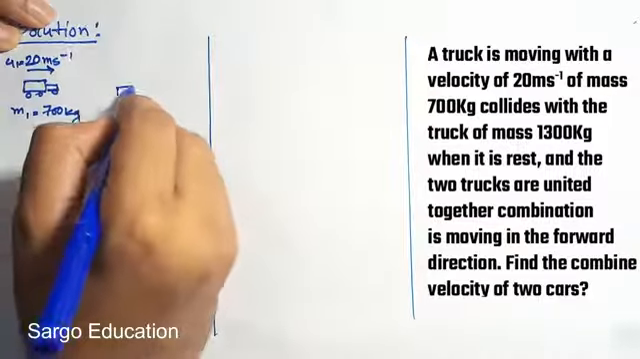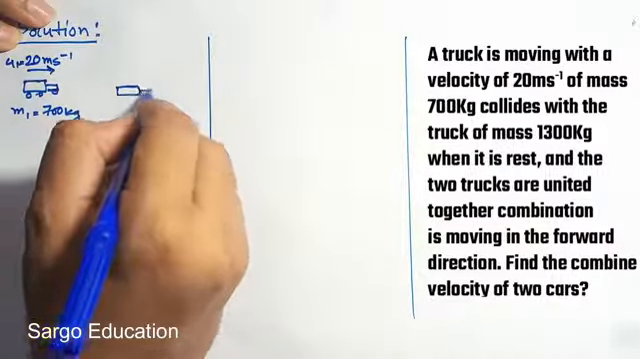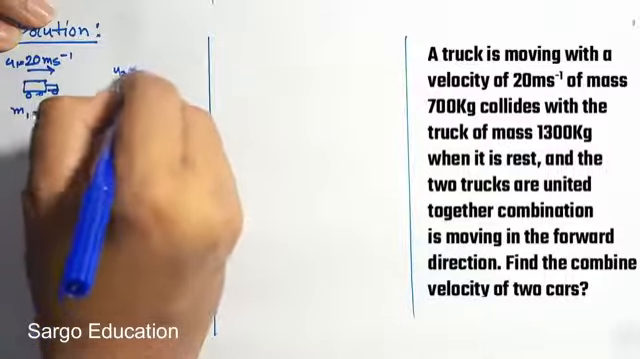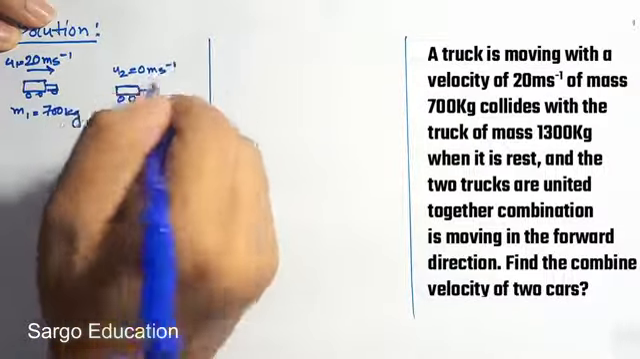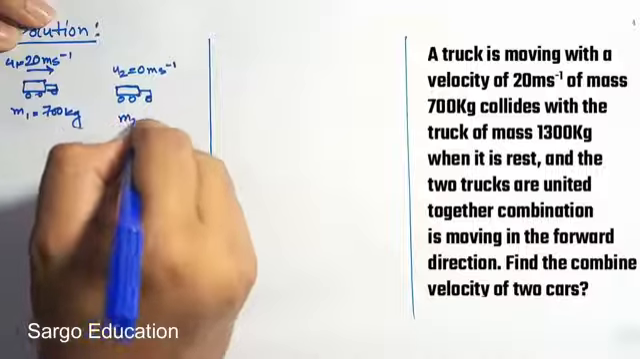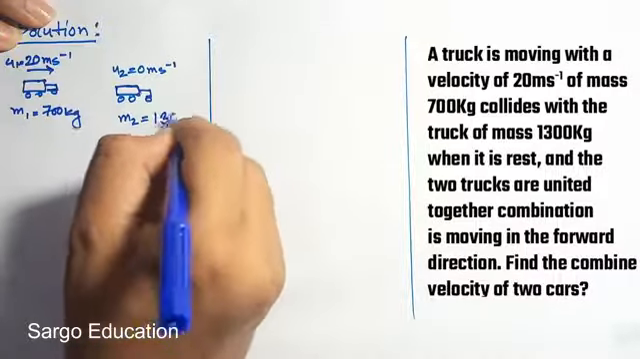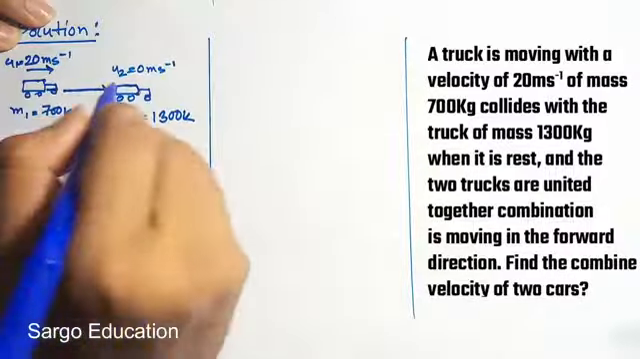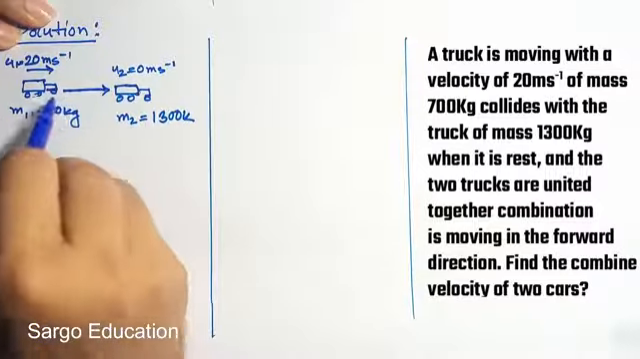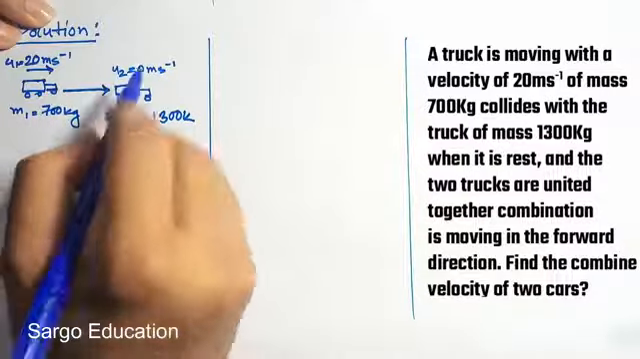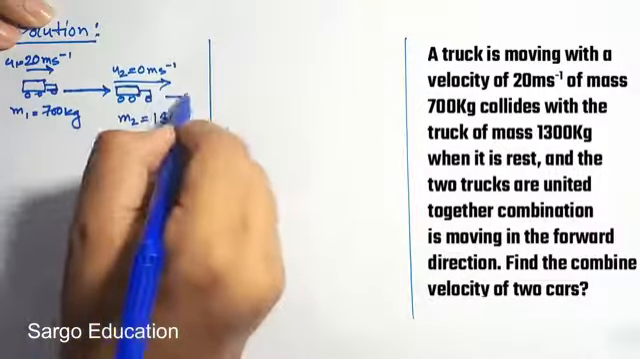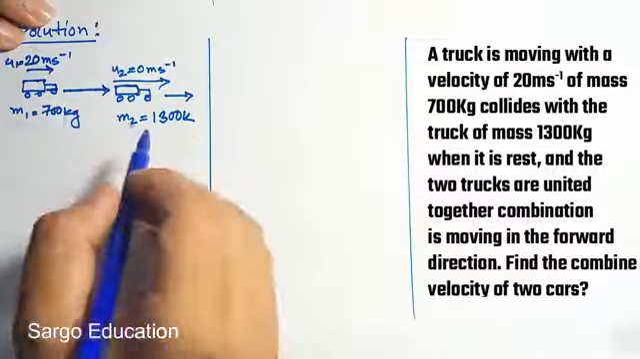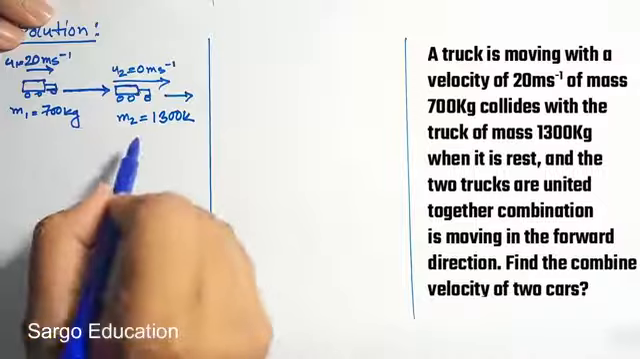And another truck is here and it is in a stable position. That is, u2 is 0 meters per second, and its mass is m2, that is 1300 kg. The first truck collides with this truck and they move forward. Now we have to find out the final velocity, or combined velocity, of the two trucks.